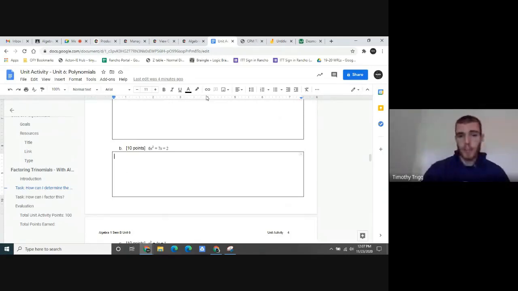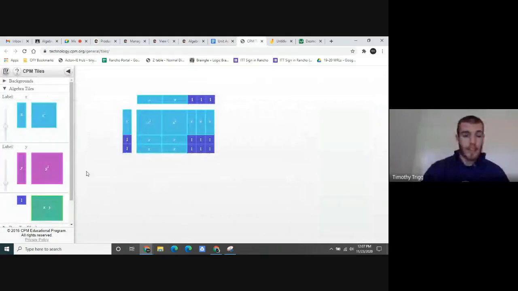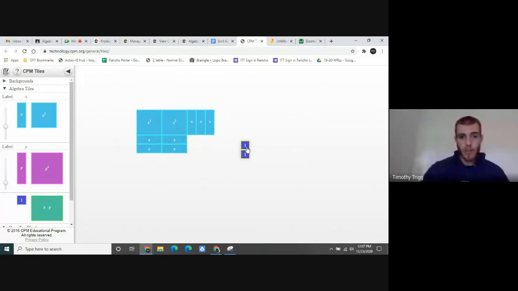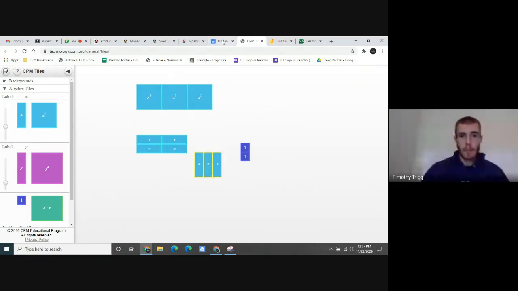6x squared plus 7x plus 2. So we're going to need 6x squareds in this case. And 7x's plus 2. So I'm going to get rid of some of the stuff. All right, I've got my plus 2 here. And we need 6x squared. So I'm going to pull in 6 of these x squareds and put them next to each other. Like so.